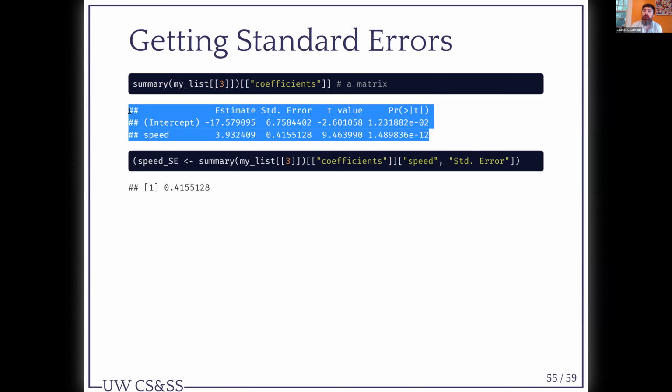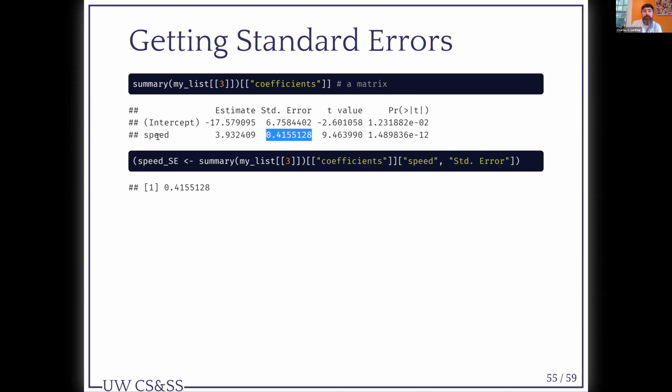Okay? But what if I want to get, say, the standard error of the speed variable's estimate? I could say, take this summary of my list 3, browse down into this coefficients table, then grab the speed row and the standard error column, that's this column here, and I will get 0.4155128. This is a lot of subsetting to burrow way down into an object to get its standard error, but this is what you would do if you wanted to manually extract things here, right?